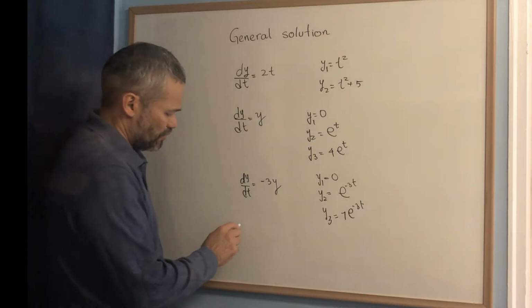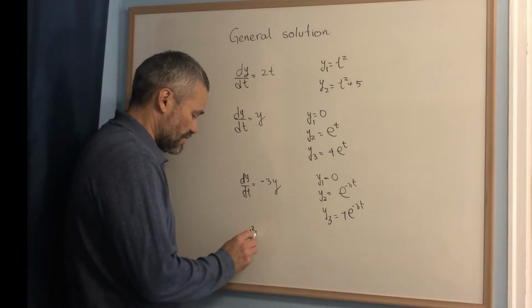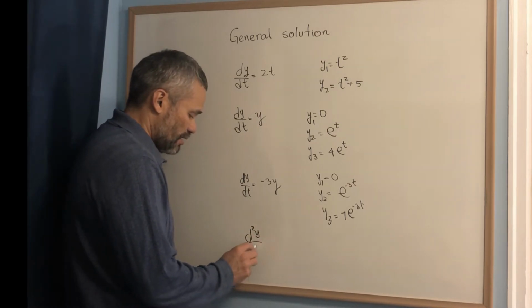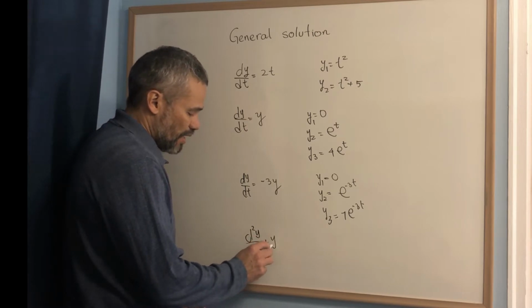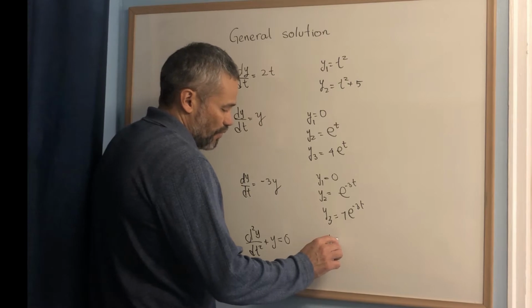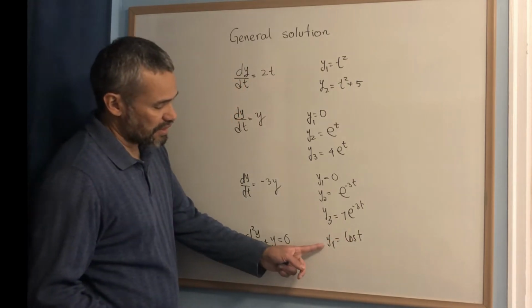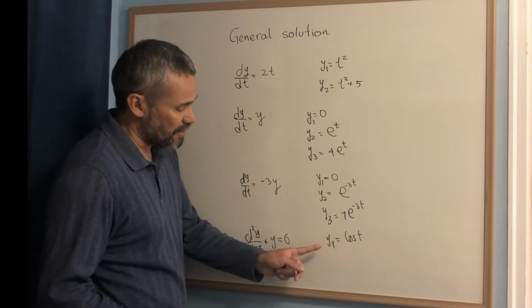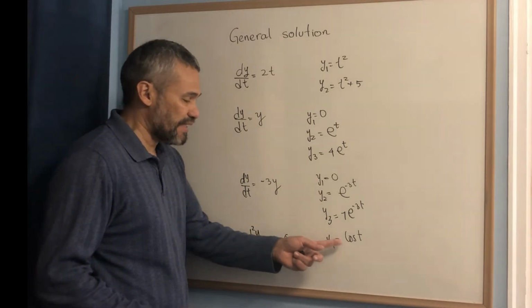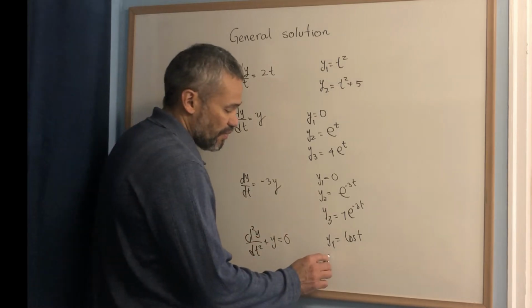Maybe more examples. Let's do another example. Let's consider the second derivative of y plus y = 0. We have that y1 = cosine of t is a solution. Notice that the first derivative is negative sine of t, and the second derivative is negative cosine of t. And when you do negative cosine of t plus cosine of t, it's 0.